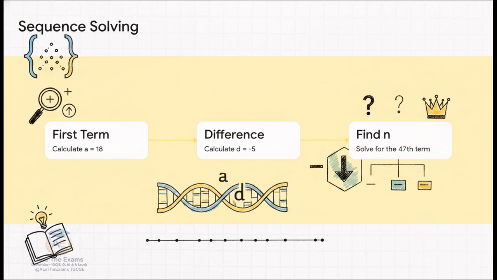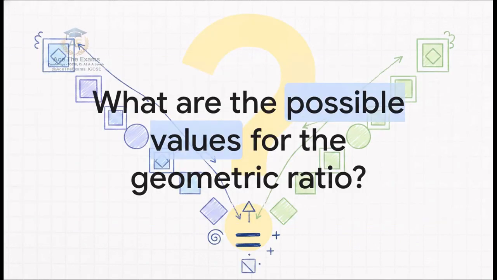Once you have the core DNA of the progression, the a and the d, you own the question. To find out which term equals -212, just plug those core values back into the nth term formula, solve for n, and you find it's the 47th term. This is how top students work. Structure over panic. Every single time. Now let's look at geometric progressions.